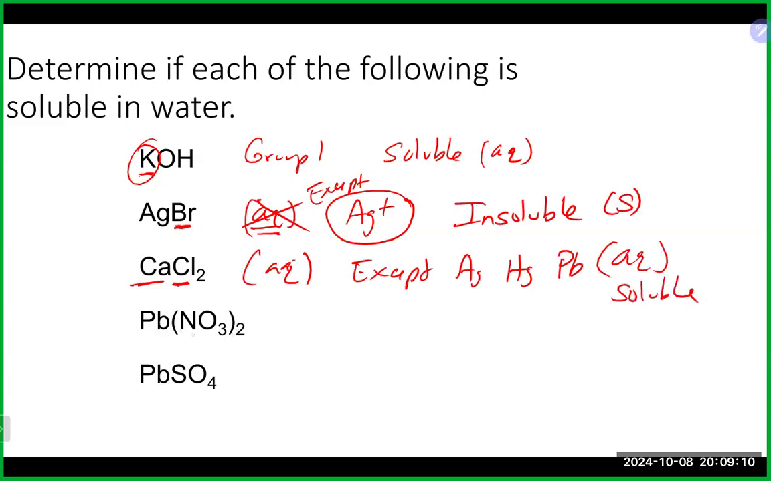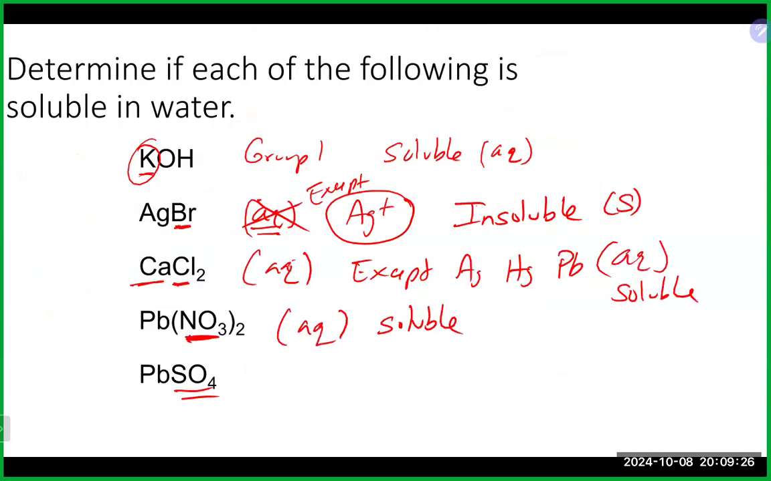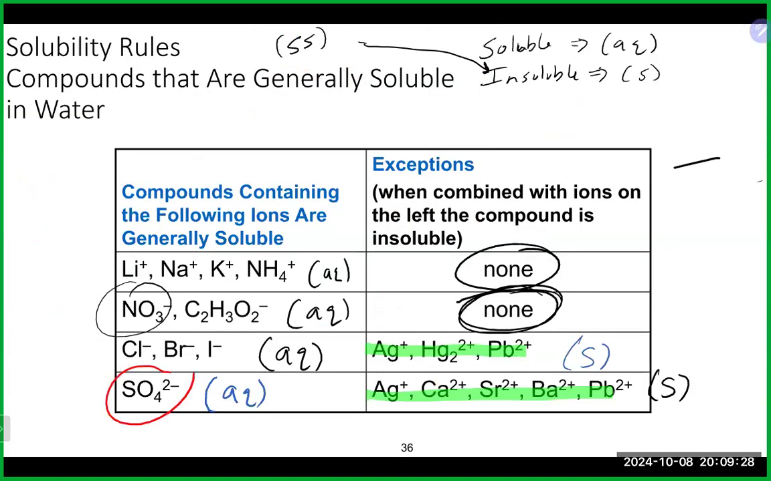Looking at the next one, lead 2 nitrate. That nitrate right there is soluble in everything. There's no exception, which means it will be aqueous and will be soluble. Lastly, looking here, that is sulfate, and that is what we want to look at. If we look at sulfate, it is right here, which is soluble in everything. But there is an exception, which is our lead, which is what it is in this case.